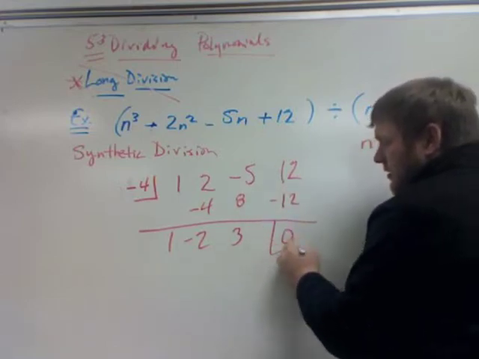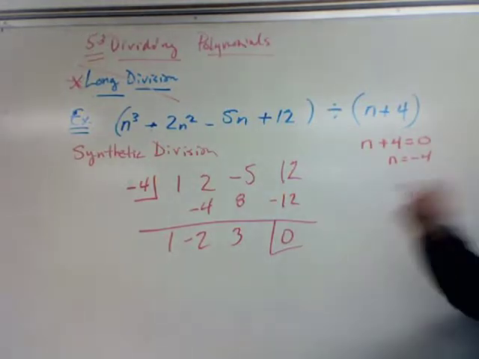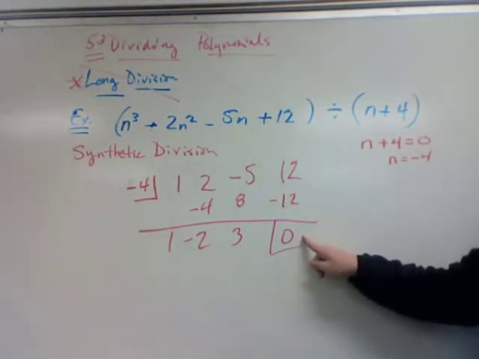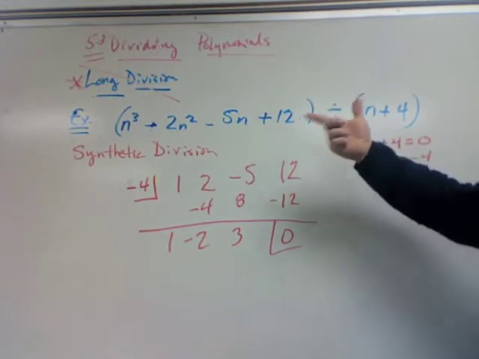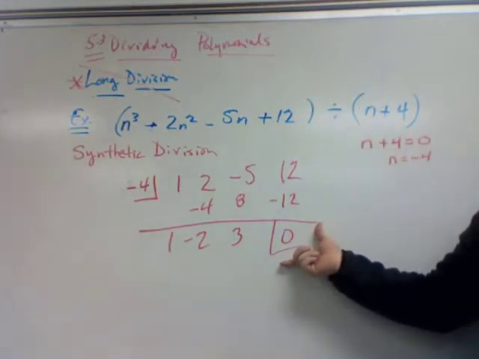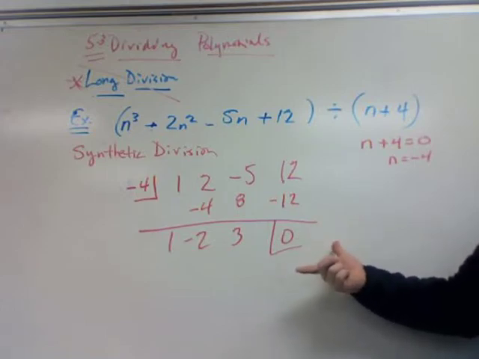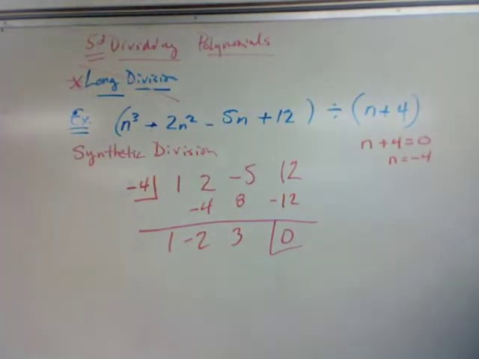The last column gives 0. Whatever results here in the last column is the remainder. Our previous result had no remainder, and that's what happened here: we had no remainder. If you do have a result here, that would be a remainder. But we didn't.